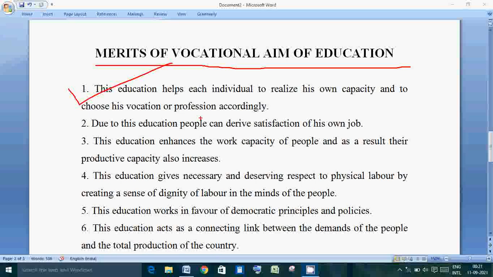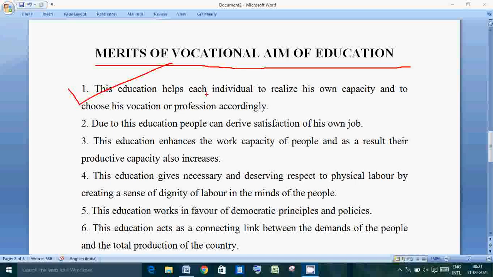What types of activities can I actually perform in my life, what is my strength? If I know that, I will choose a vocation or profession according to my strength. Where I know my capacity lies, I will choose this vocation.